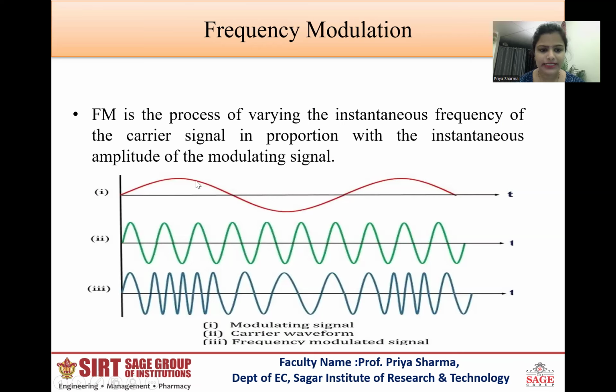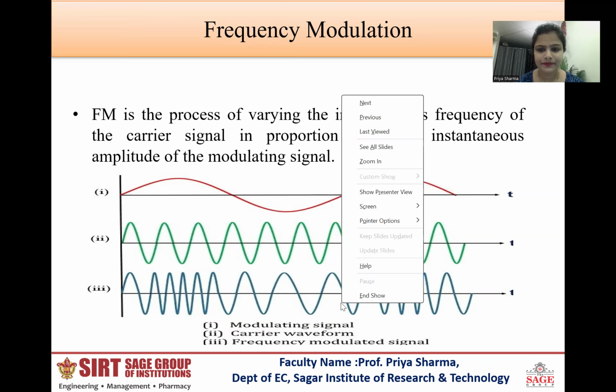When the message signal is at maximum positive, the frequency increases, and when the amplitude of the message signal is least, its frequency decreases. So you can see over here, the frequency is high. This is the least frequency of the carrier wave, and this is the highest frequency. Note down, students, that the amplitude and the phase remain constant. Only the frequency changes.